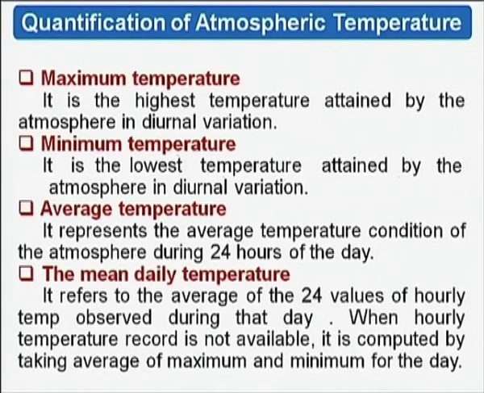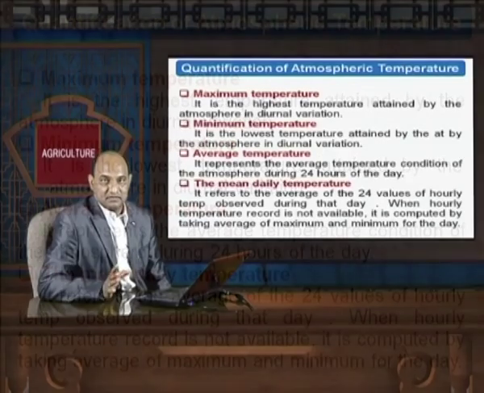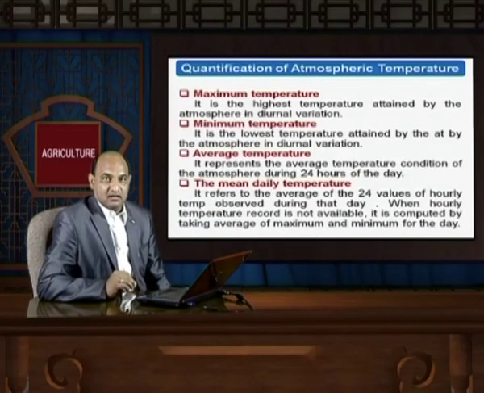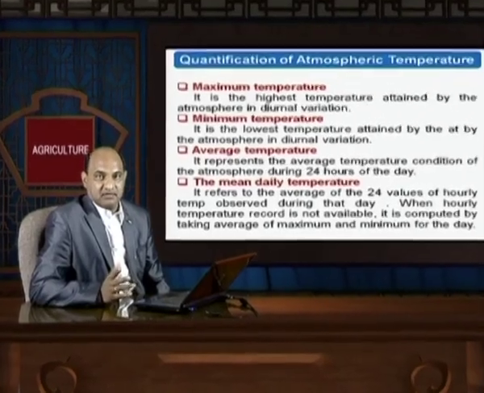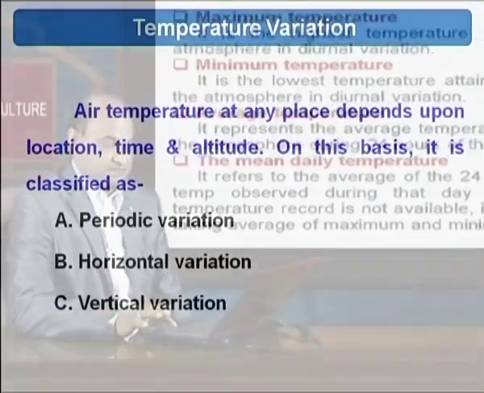The mean daily temperature refers to the average of 24 values of hourly temperature observed during that day. When hourly temperature record is not available, it is computed by taking the average of maximum and minimum for the day. So this is about how we can quantify the temperature. Either it may be maximum, minimum, average, or it may be mean daily average.